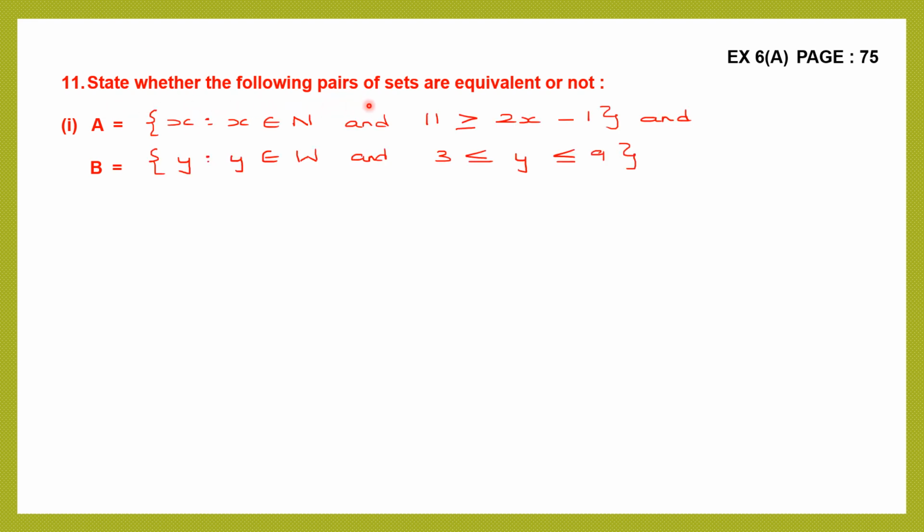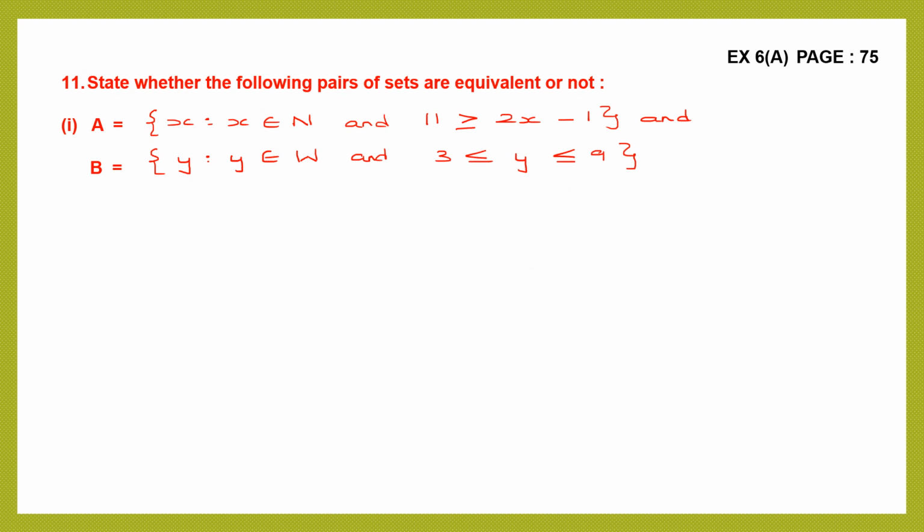State whether the following pairs of sets are equivalent or not. Now, what are equivalent sets? Equivalent sets are two sets in which the number of elements are the same. That means if A has 5 elements and B has 5 elements, then we call them equivalent sets. Even if the elements are different, if the number of elements is the same, they are equivalent sets. That means first we have to find the elements of set A and then the elements of set B and see if they have the same number of elements.